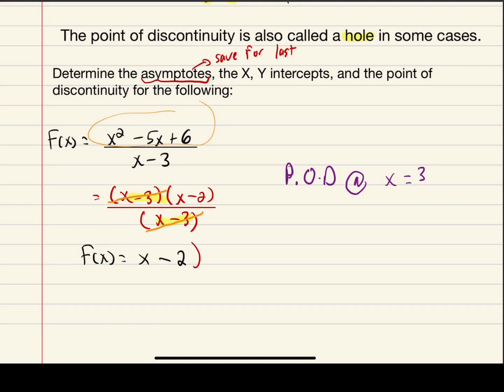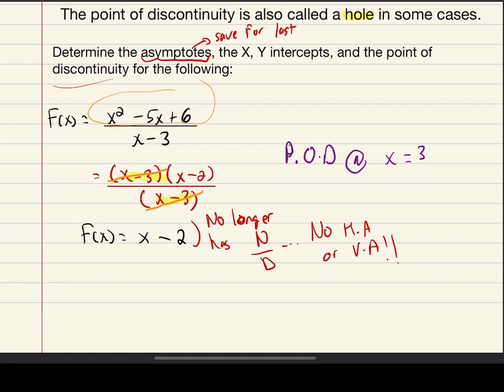Now, when I've simplified this, this is no longer a rational function in the sense of having a numerator and denominator. So I'm going to write, no longer has a numerator over a denominator. So what that means is that there's going to be no horizontal asymptotes or vertical asymptotes. Okay, what I can do though is get the point of discontinuity. So now that I know that at x equals 3, I have a point of discontinuity.